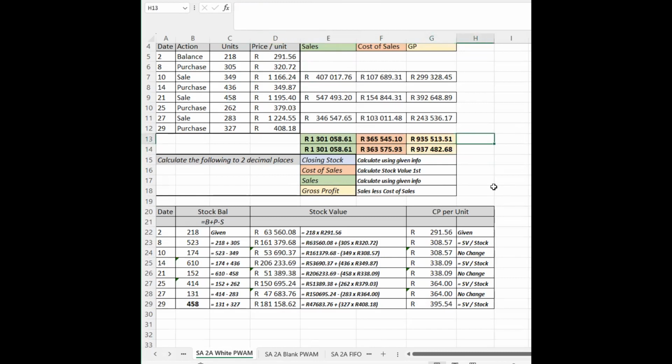Guys, I hope that helped. You know now how to do this question, whether you get it as a perpetual weighted average, which is the normal way, or if they ask you to use the FIFO method, and you can do that as well. I would say that if your stock moves really quickly, it is good to use the perpetual weighted average method. If your stock moves a little slower, I would suggest that you rather use the FIFO method.